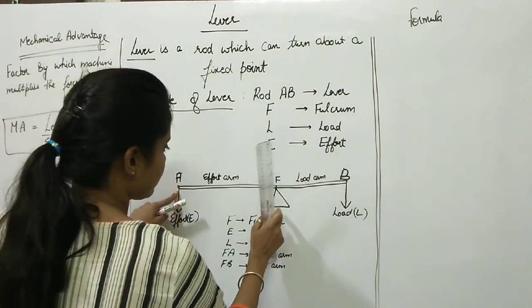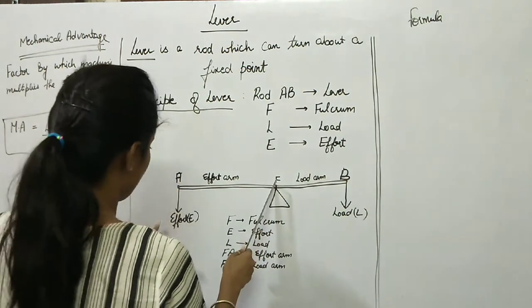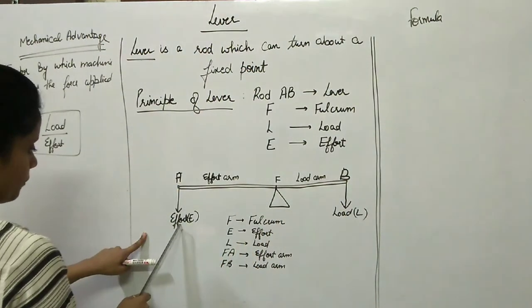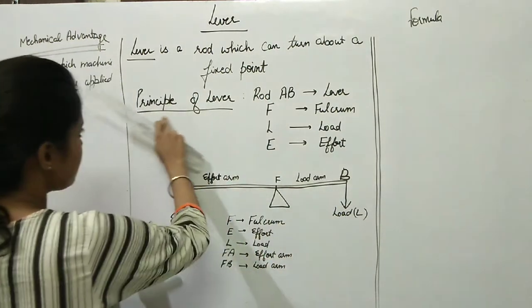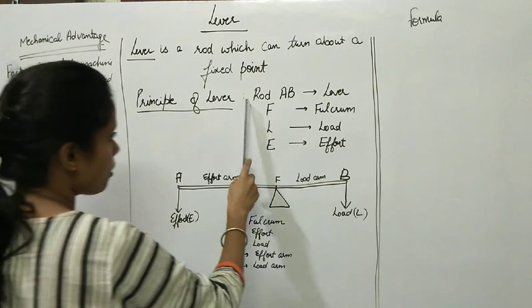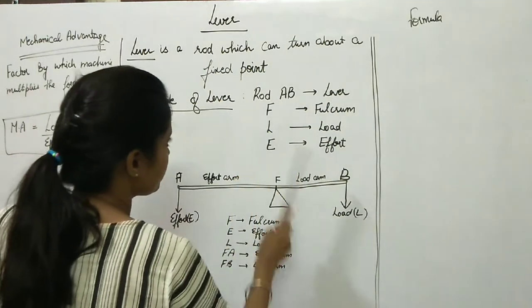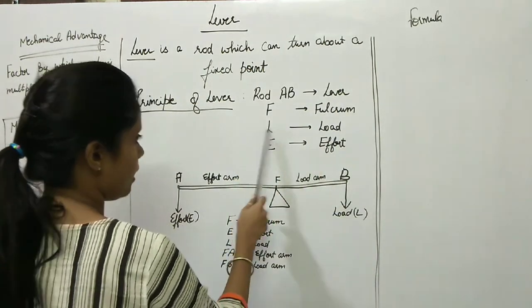A point at the center is called the fulcrum, a point at the side is called the effort, and the other side is called the load. So what is the principle of the lever? The rod AB is the lever. F is the fulcrum, L is the load.